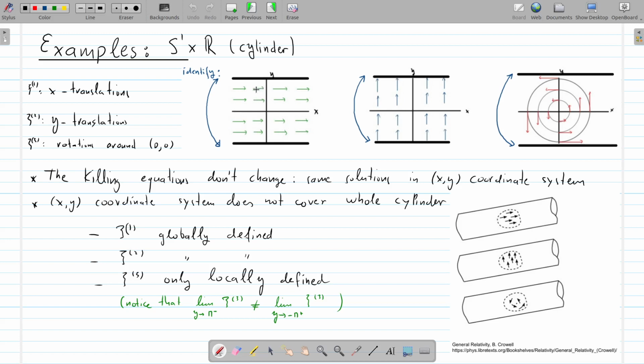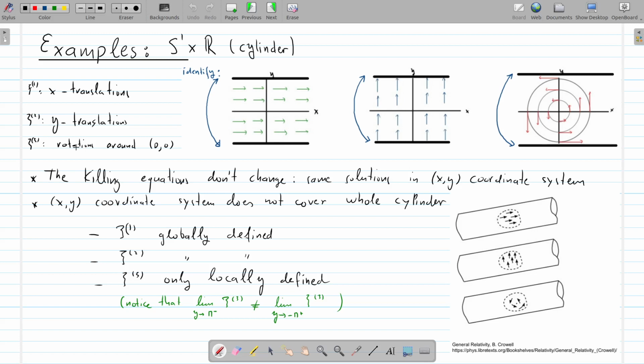And the way to see this is that if you take the limits as y goes to pi and as y goes to minus pi, the vector fields go continuously and differentiably to each other at y equals pi. And the same thing happens for xi2. So xi1 and xi2 are globally defined, and you see here in a three-dimensional picture of the cylinder, they correspond to translations along the axis of the cylinder and along the compactified direction here.